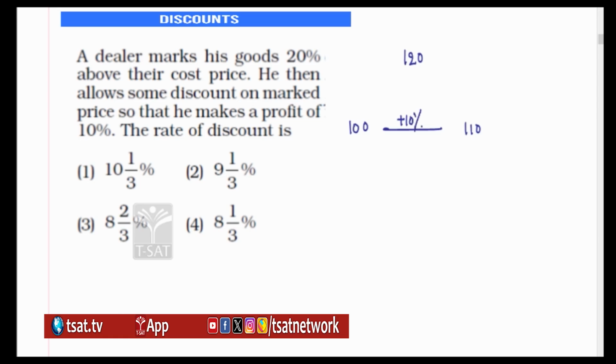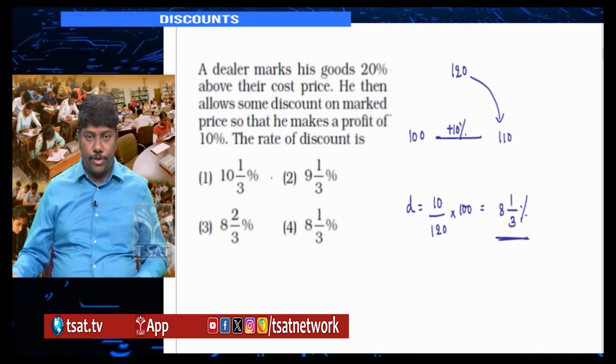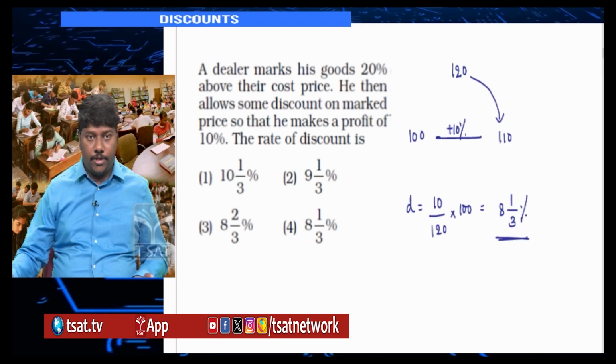So, what is the percentage decrease here? Percentage decrease is nothing but percentage discount. Discount percentage is 10 rupees upon 120 into 100. 100 by 12 is 8 1/3 percentage. So, 8.33 or 8 1/3 percentage discount that you have given. You can say it in terms of fraction, or else you can say it in terms of percentage. By using a formula also we can say.